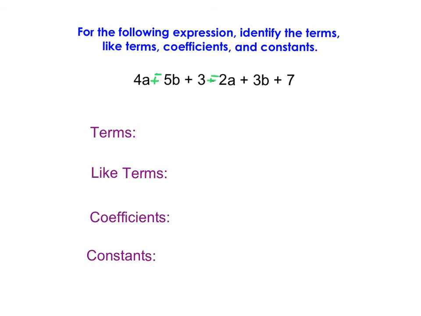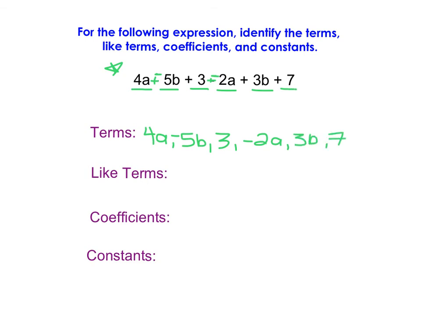So the first word we need to find is the word terms. And remember, terms are all of the items that are being added in this math expression. So all I'm going to do is go through and find each term that's being added. So here I have 4a, I also have a -5b, don't lose that sign. I then have 3, -2a, 3b, and 7. So those are all of the items being added together. So those all fit the definition of the word term.